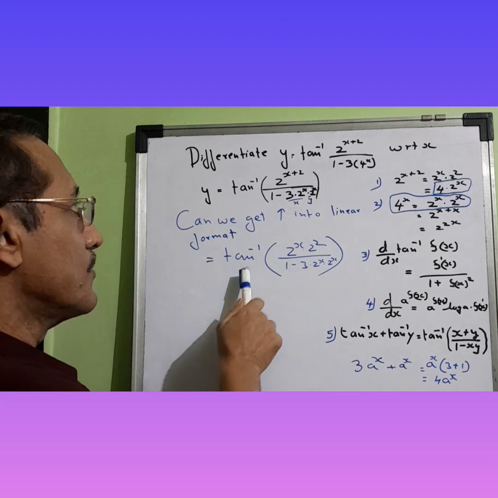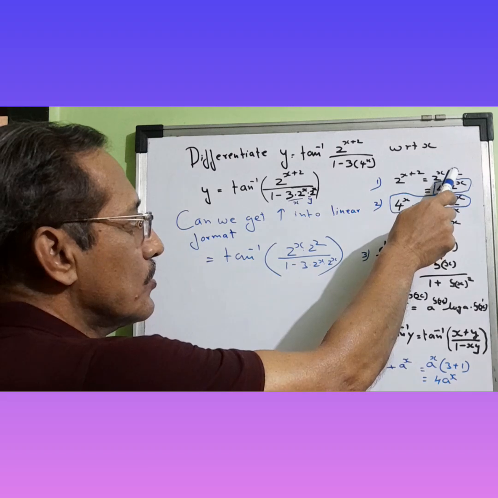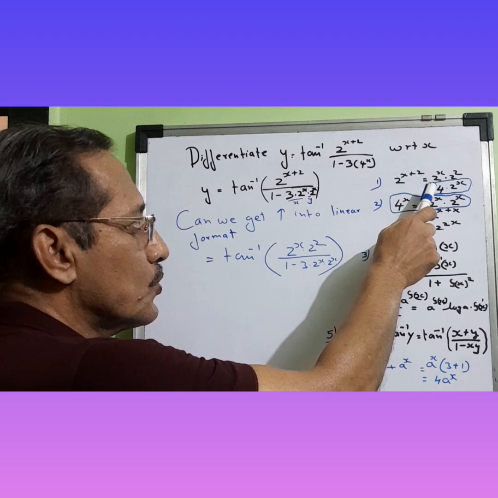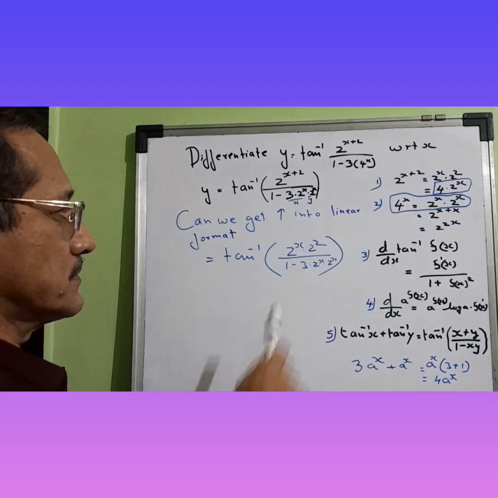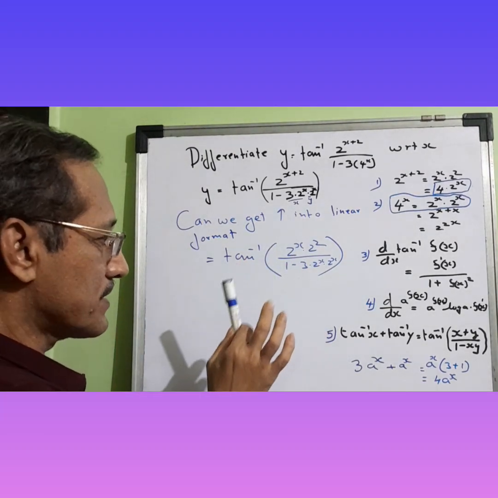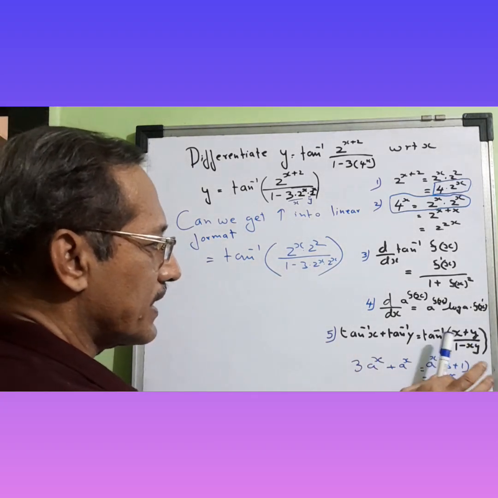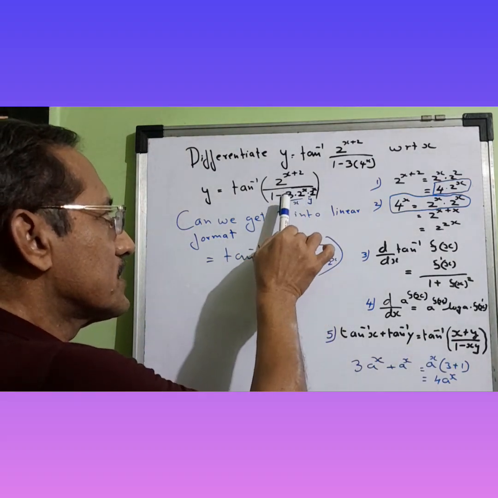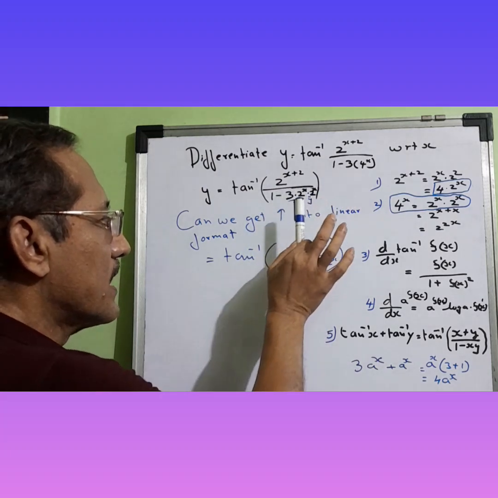I've jotted down tan inverse of this: 2 raised to x plus 2 is equal to 2 raised to x into 2 raised to 2. I jotted it down that way, the numerator also. Now, is it possible by any means that we get this into this format? Rather, the numerator has got to be x plus y. So we categorize 3 into 2 raised to x as x and 2 raised to x as y.